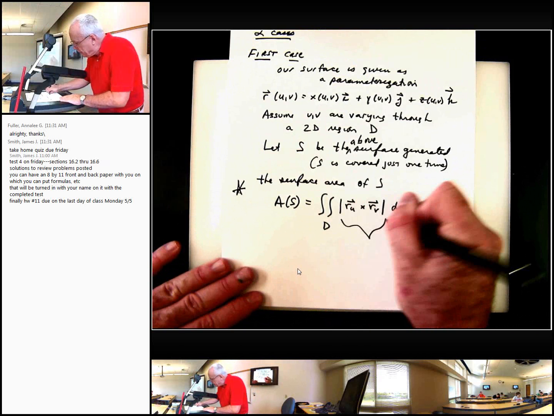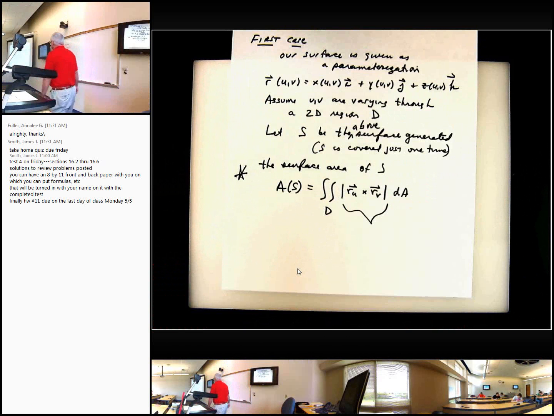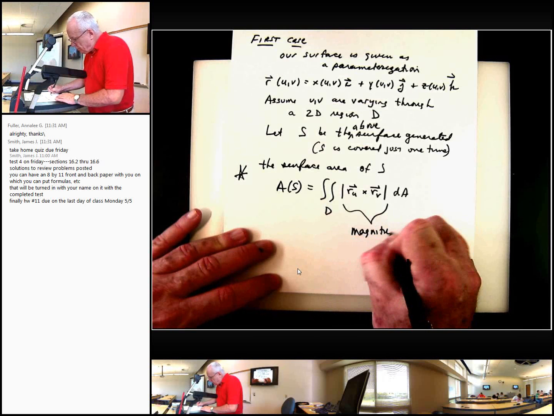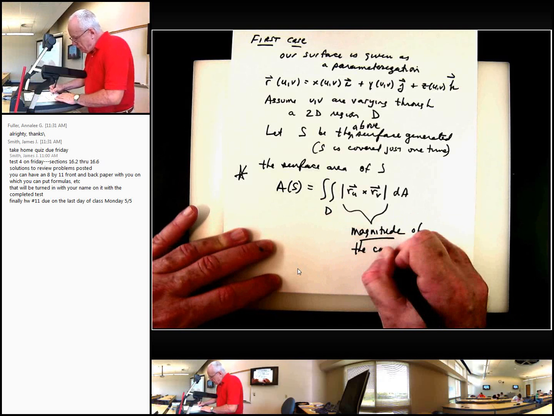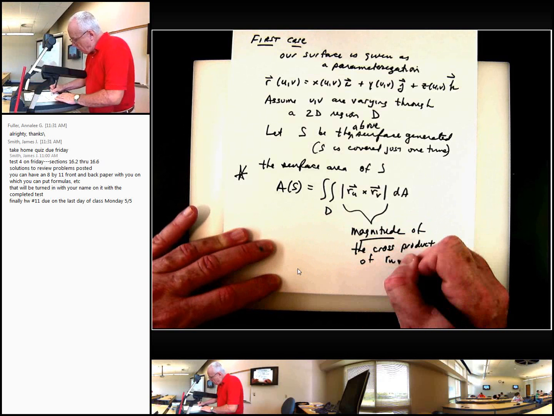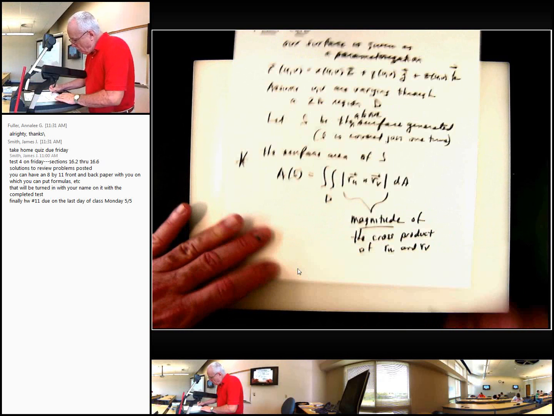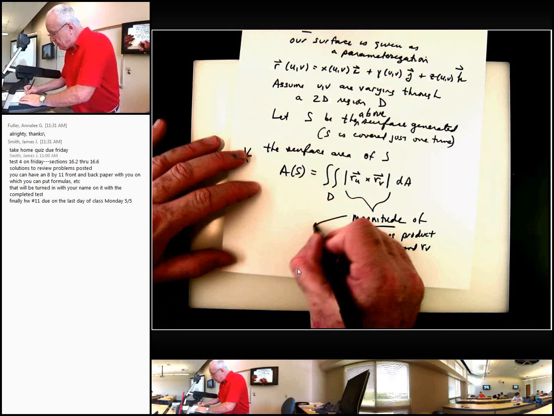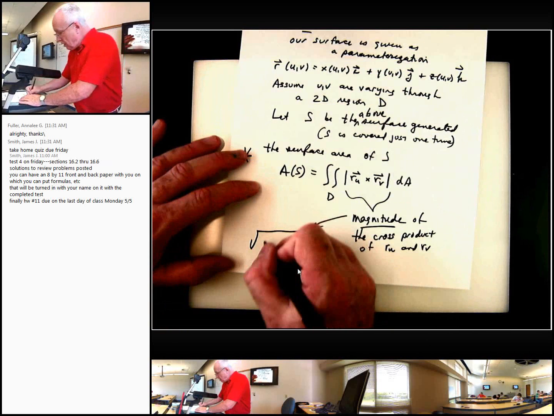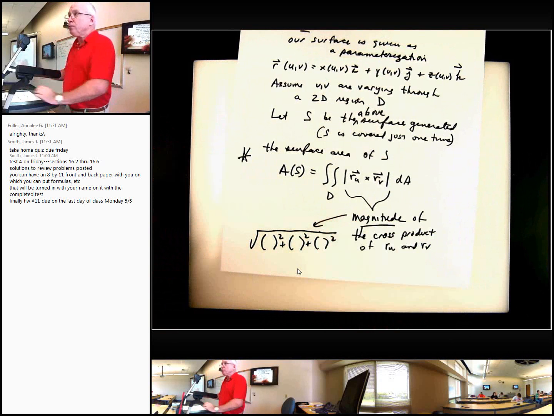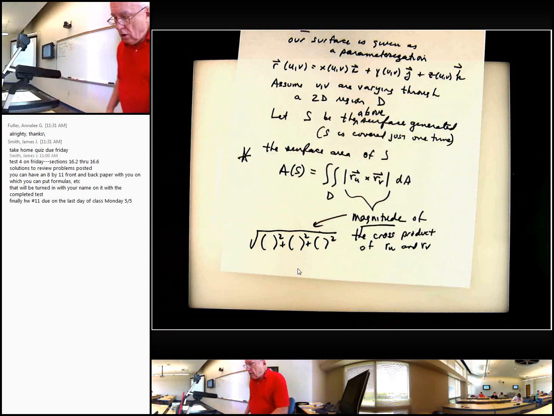So let me put in English what this is inside that integral. We're taking the magnitude of the cross product of R_u and R_v. And we know that by magnitude, that means it's the square root of the squares of each of the components, right?